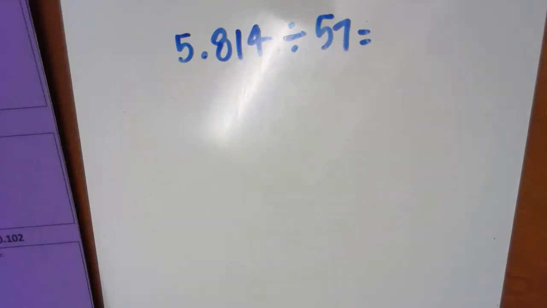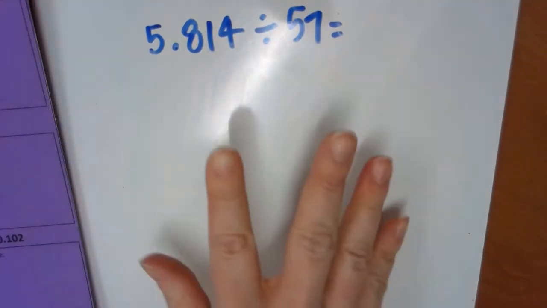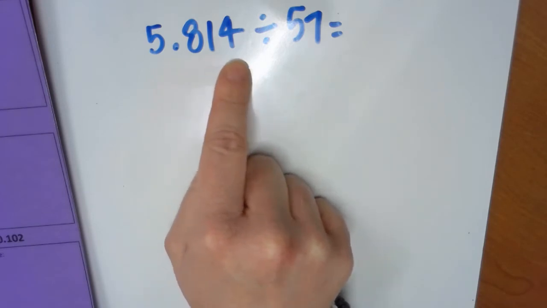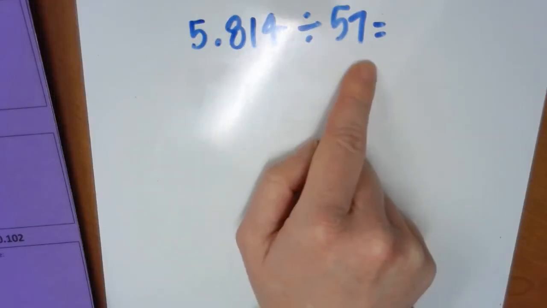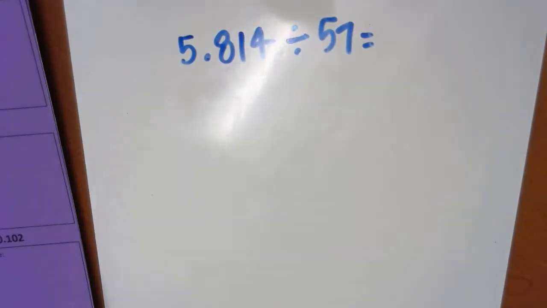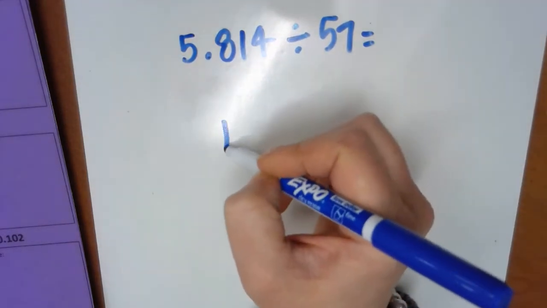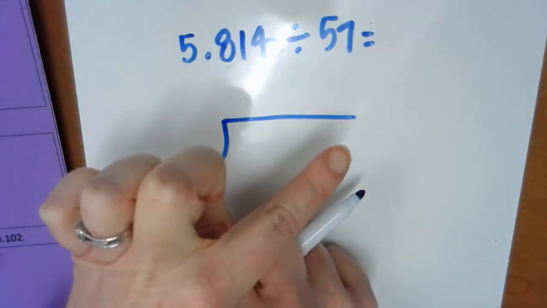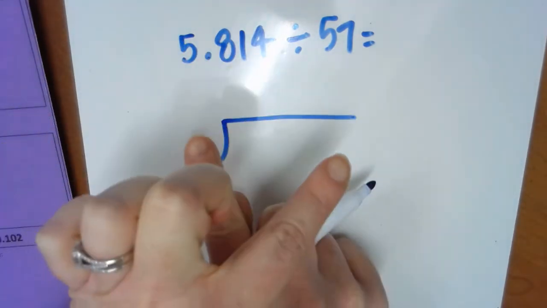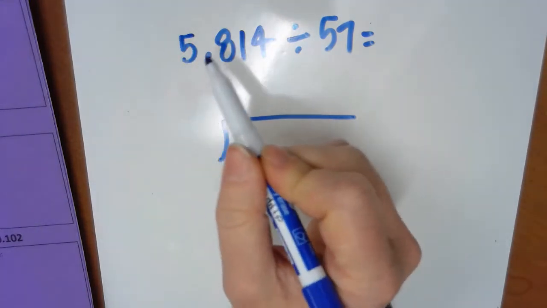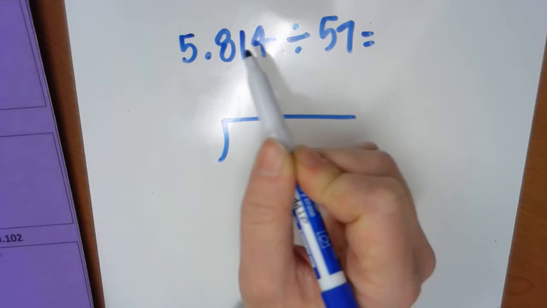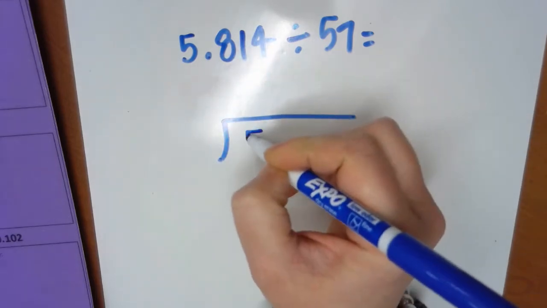Let's check our understanding of decimal division. Here we see 5 and 814 thousandths divided by 57, just as a whole number. Remember, guys, when I record this for long division, it's almost like these numbers do a crisscross, because this is 5 and 814 thousandths. This is what is being divided.